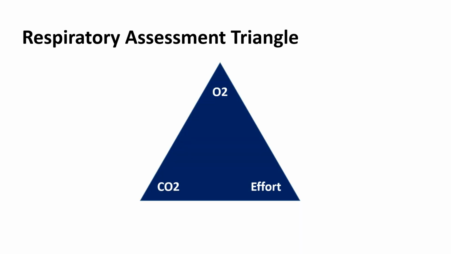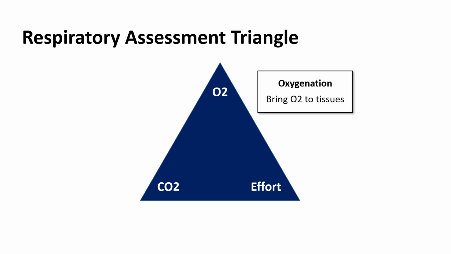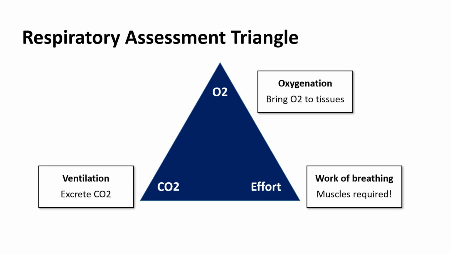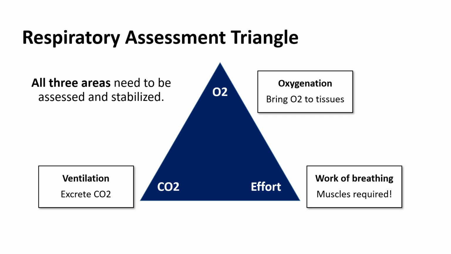Let's bring all this back to that respiratory assessment triangle. I told you that there are 3 processes that you need to assess. You need to look at oxygenation, ventilation, and work of breathing. And I told you that all 3 of those areas need to be assessed and stabilized. So how do you assess these things?